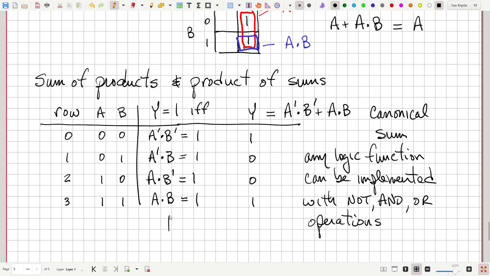Now, these types of operations here, these products, where you have a product of all the variables, and they may or may not be inverted, is called a min term. Okay. And so it says that any logic function can be written as a canonical sum of min terms. Each min term corresponds to the logic function having a value of 1 for that particular row. Okay. And these are called min terms because they're 1 in only the one row, and then they're 0 in all the other rows. So not A and not B is 1 in this row and is 0 in all the other rows. A and B is 1 in this third row and 0 in all the other rows.